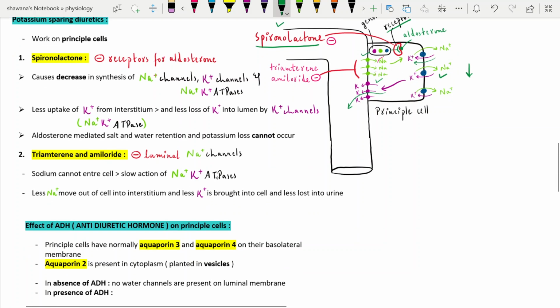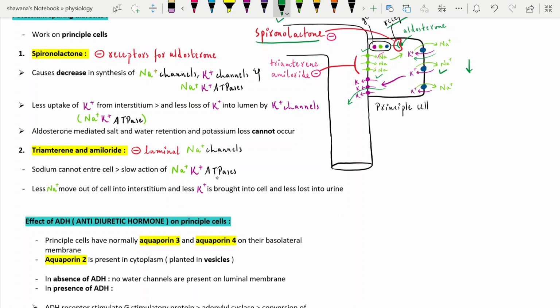Okay. The second type of potassium sparing diuretic is triamterene and amiloride. Triamterene and amiloride will directly inhibit the sodium channels, these luminal sodium reabsorbing channels. When they are inhibited or dysfunctional, can sodium be reabsorbed? No. Can sodium be thrown out of the cell? No. Can potassium be brought into the cell? No. So can potassium move out of the cell? No. It means that triamterene and amiloride will directly inhibit the potassium loss into the urine by inhibiting the sodium channel in the luminal membrane.